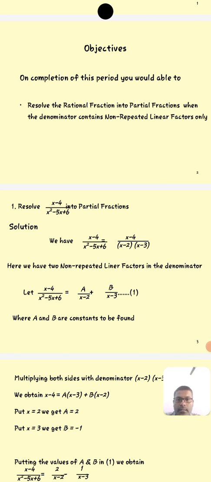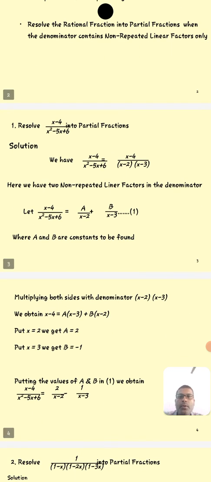Okay, now here the first problem we have to observe: resolve (x minus 4) divided by (x square minus 5x plus 6) into partial fractions. In the examination, this type of problem is given. Okay, resolve (x minus 4) divided by (x square minus 5x plus 6) into partial fractions. Okay, now we see the solution.